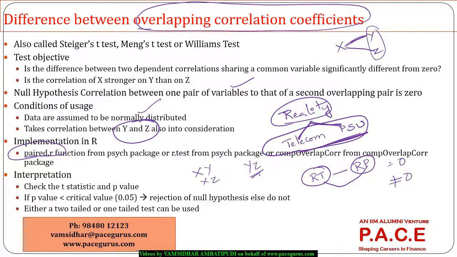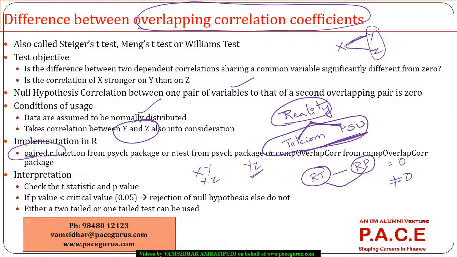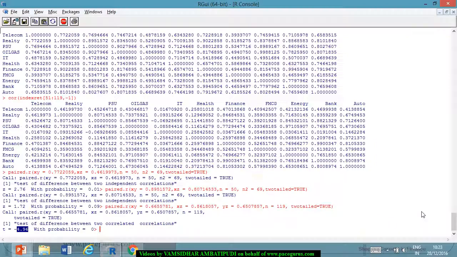Reality is more closely related to PSU compared to telecom, because it's a negative value out here. Because of this negative, it is more correlated with the second one. So reality is more positively, more heavily correlated with PSU compared to that of telecom. The relationship between the two is not equal. So that's one more kind of a test that we can very well use.